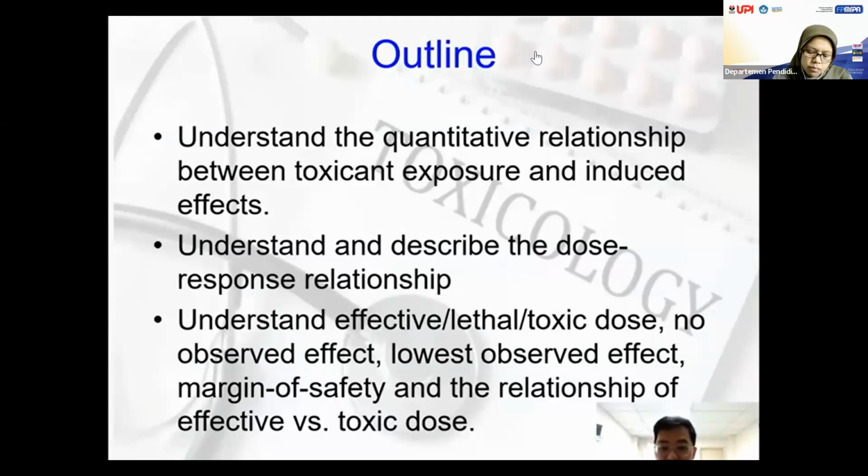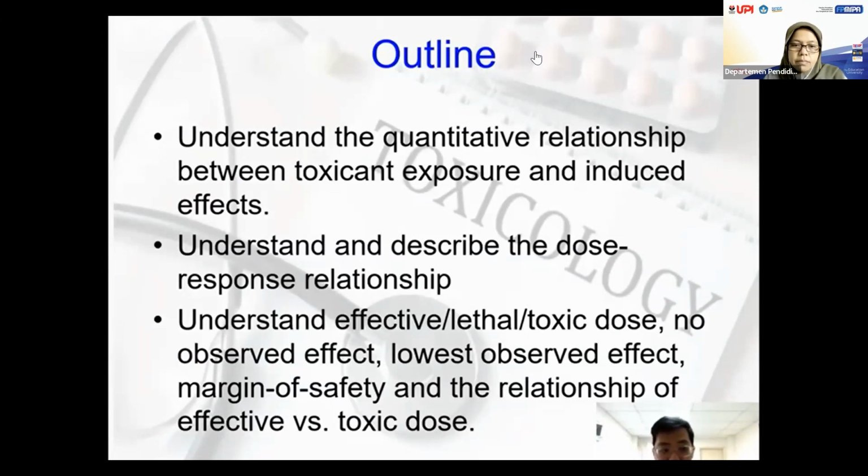So if you have a toxicant, for example chromium, and you are exposed to chromium, we want to understand the relationship between the effects of this chromium on our body and the amount of chromium that we have been exposed to. For example, if we are exposed to 1 milligram, what kind of effect will it have on our body? If we are exposed to 2 milligram, what kind of effect will it be? And if we are exposed to 100 milligram, what kind of things can affect our body?